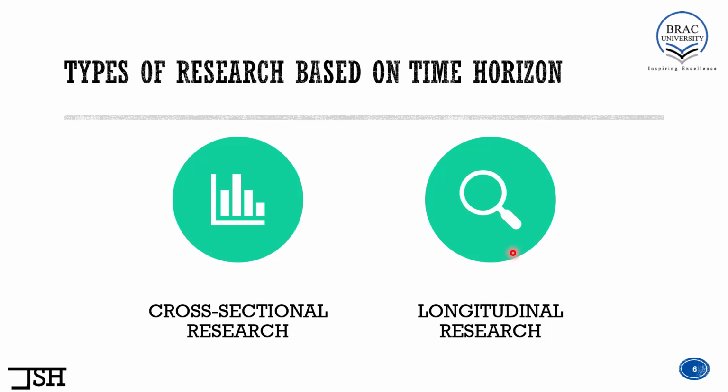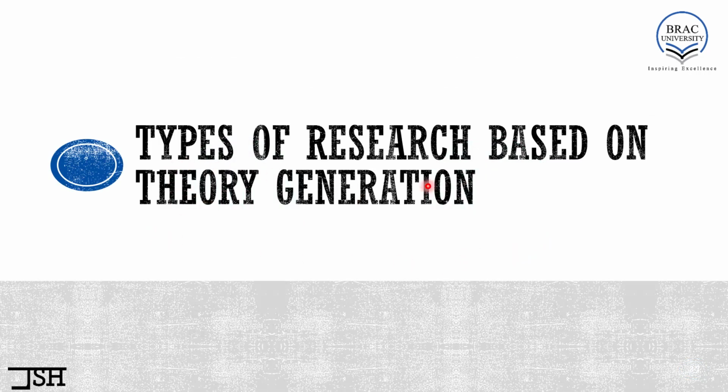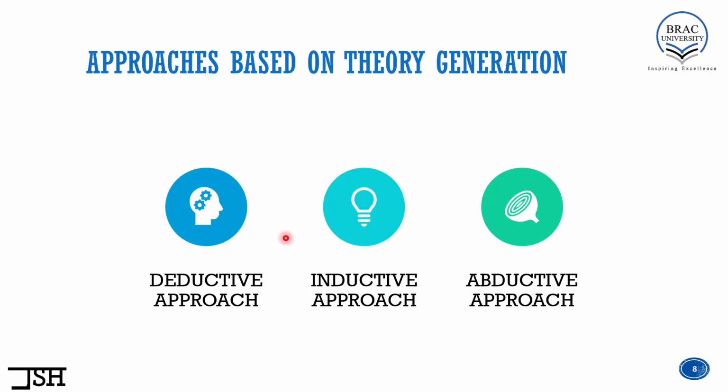Now, in today's class, we are going to see types of research based on theory generation. So how do we generate theory? When do we generate theory? Based on that, how many different types of research are there? And that is what we are going to study today. Now, based on theory generation, research can be of three different types: deductive approach, inductive approach, and abductive approach. So these are also called deductive research, inductive research, and abductive research.